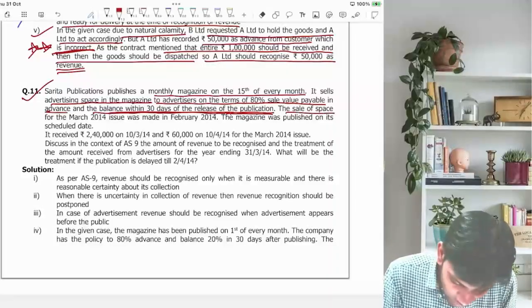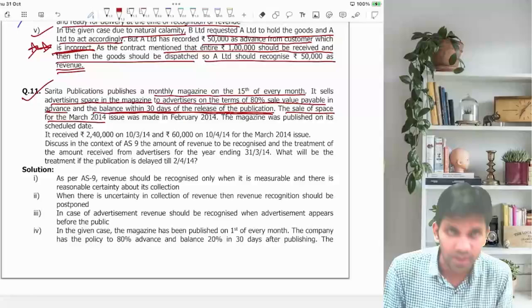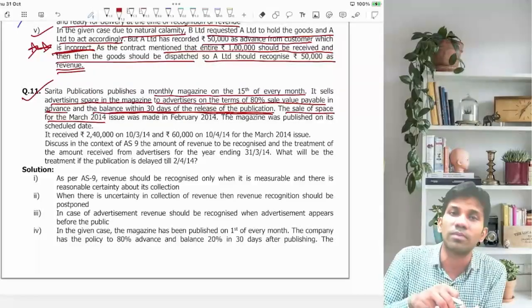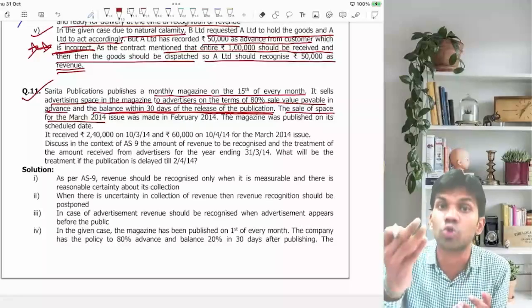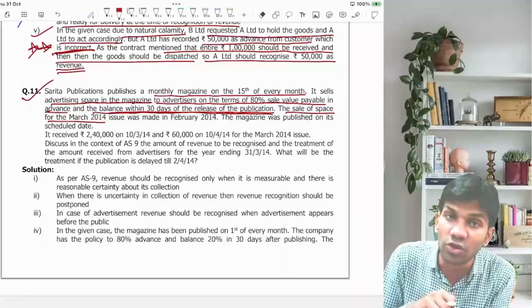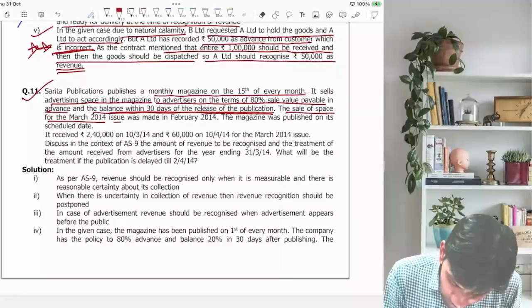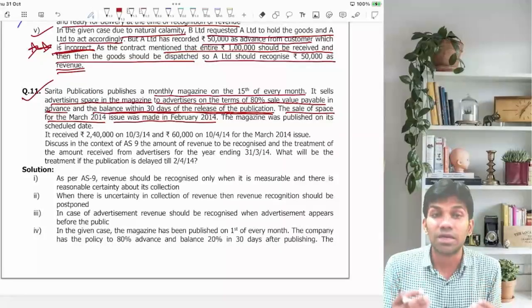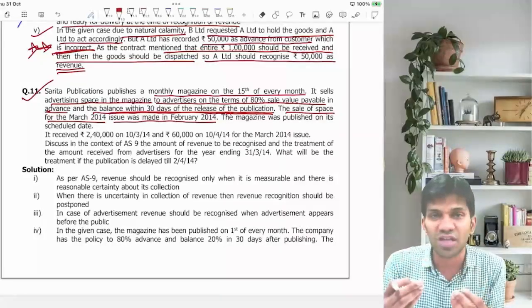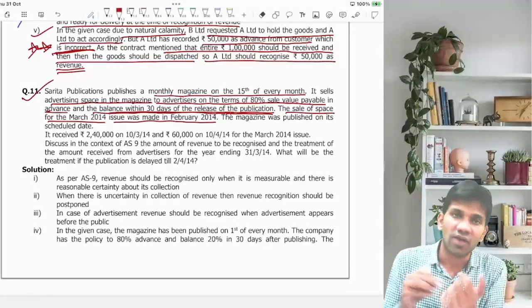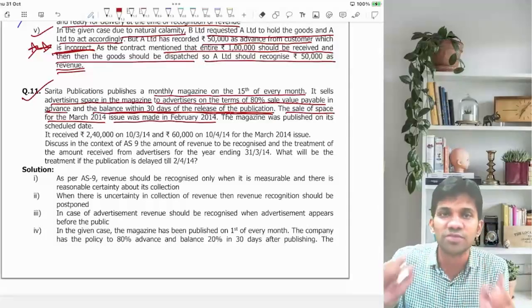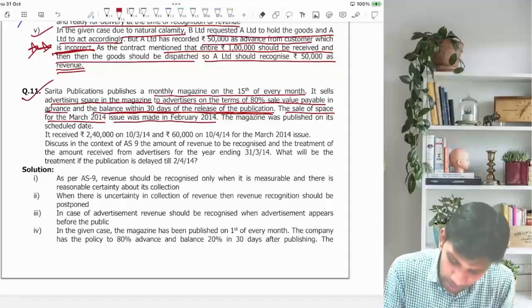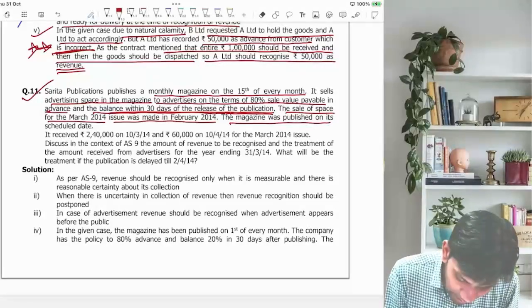Fine. The sale of space for March 2014. Suppose in the month of March I want to publish your ad, or you want your ad to be published on the 15th of March. The booking was made in February 2014. So anybody who wants to give an advertisement in my publication has to book 1 month in advance. So for the month of March, if you want your advertisement to be displayed, you have to book it in the month of February. The magazine was published on its scheduled date.